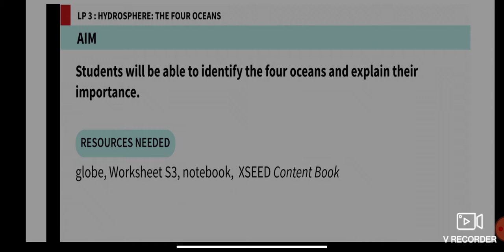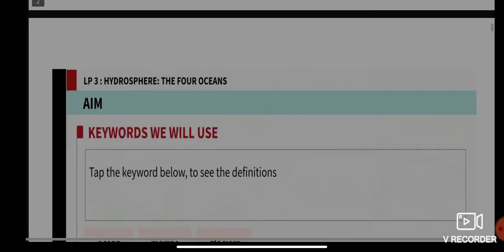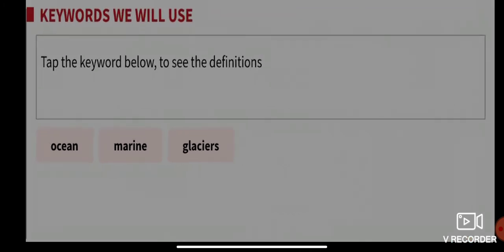Resources needed are your globe, worksheet S3, notebook, and your content book. The keywords that we will use today are ocean, marine, and glaciers. So let us learn the meaning of the keywords.